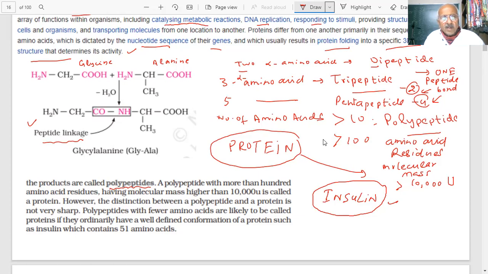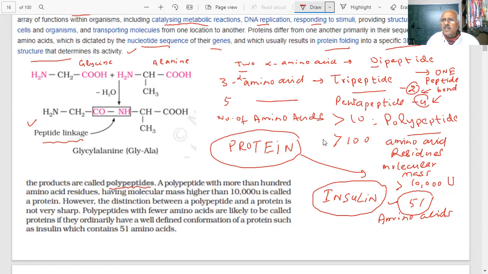It is a protein and it is considered a protein with 51 amino acids. How many amino acids are there in insulin? 51. That number is important because they may ask you something. We're not talking of biological functions of that in the chemistry paper, but in the book it says 51 amino acids, so sometimes they will put up a question on that. So it should not be a protein, but it is also considered a protein. Otherwise, the definition we gave you is more than 100.